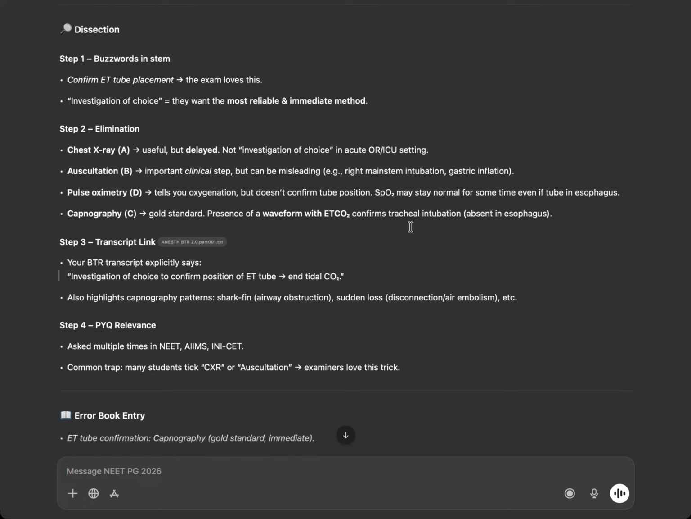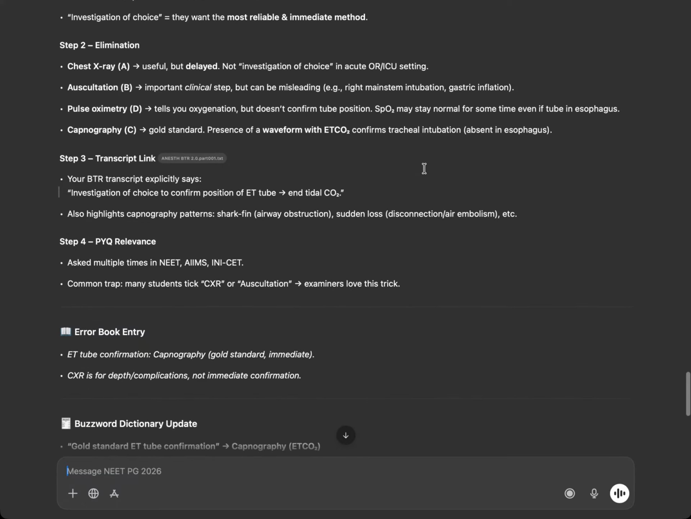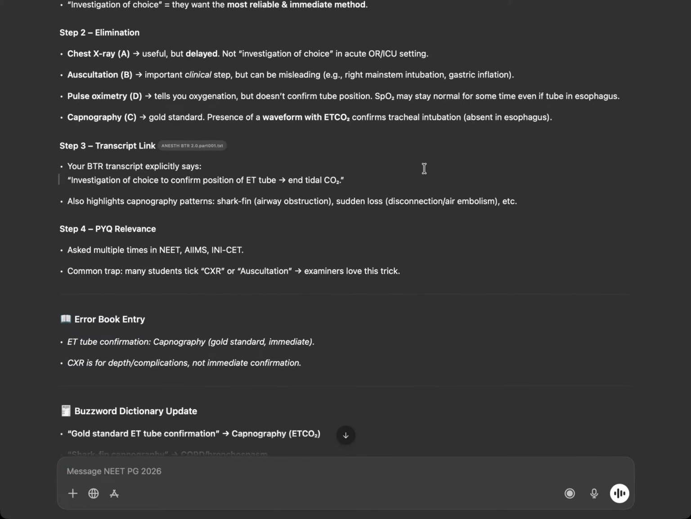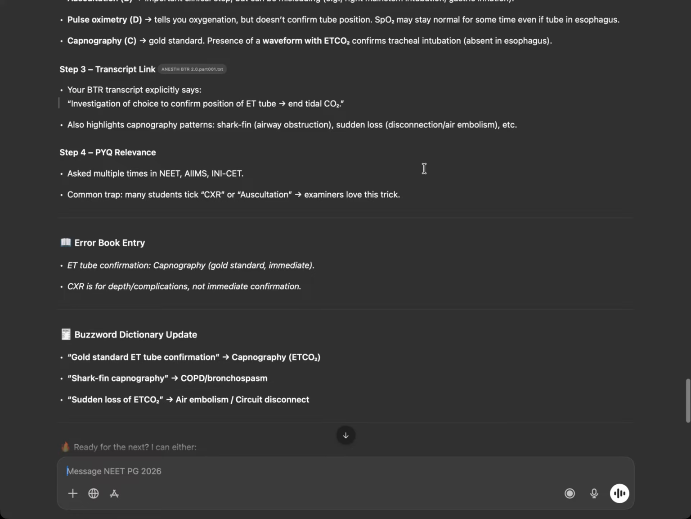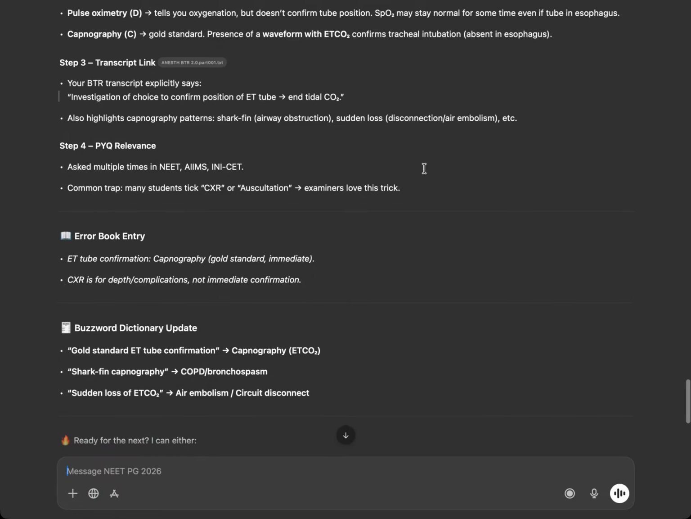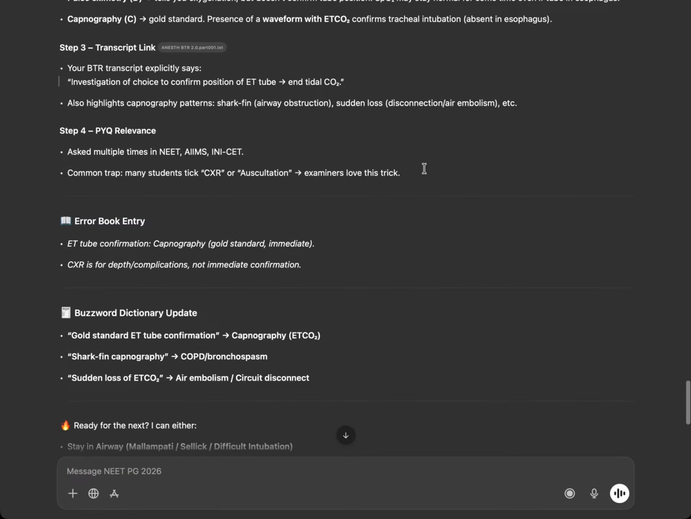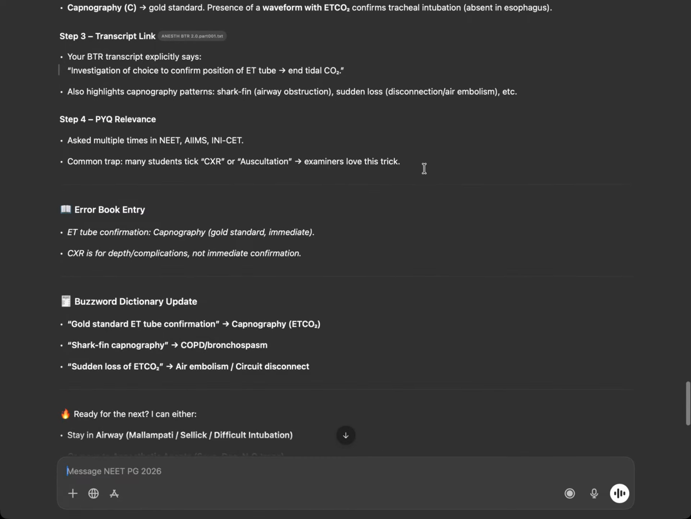See, presence of a waveform with ETCO2. I'm not able to find a picture to show this. Although if there is a specific question on capnography, we'll pull up a capnography picture and deal with all of them at once. For now, let's keep it aside and move forward. Investigation of choice to confirm position of ET tube is ETCO2. Highlight capnography patterns: shark fin, obstruction, sudden loss.